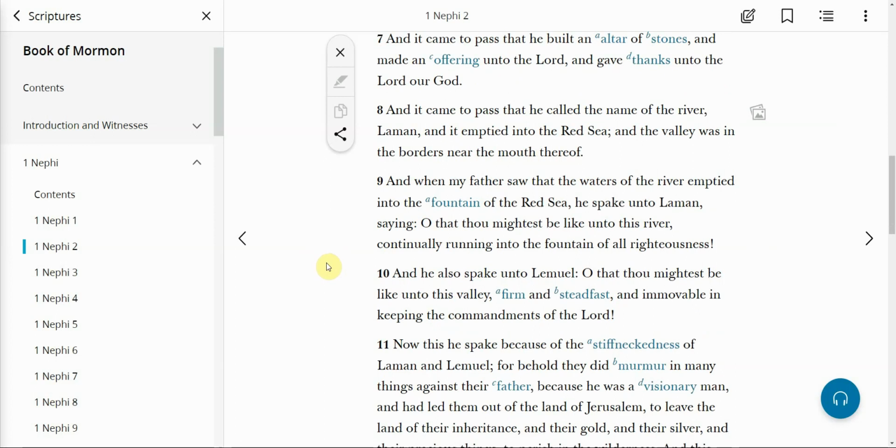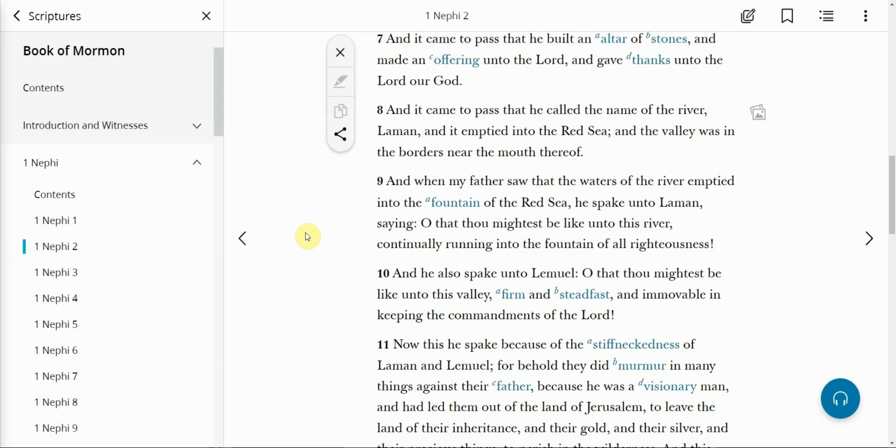And it came to pass that he called the name of the river Laman, and it emptied into the Red Sea, and the valley was in the borders near the mouth thereof. And when my father saw that the waters of the river emptied into the fountain of the Red Sea, he spake unto Laman, saying, O that thou mightest be like unto this river, continually flowing into the fountain of all righteousness. So what we read here is that Lehi leaves Jerusalem, he comes down to the Red Sea, then he goes 3 days, and he arrives at a river.